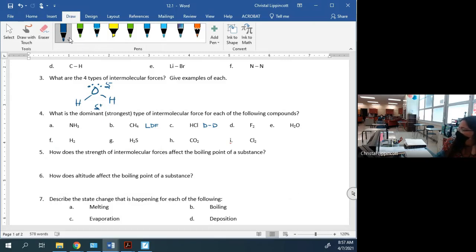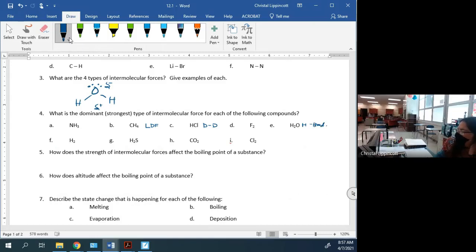That hydrogen has to be bonded to an oxygen, fluorine, or nitrogen. And that oxygen, fluorine, or nitrogen has to have at least one lone pair. So this definitely has hydrogen bonding as part of it.